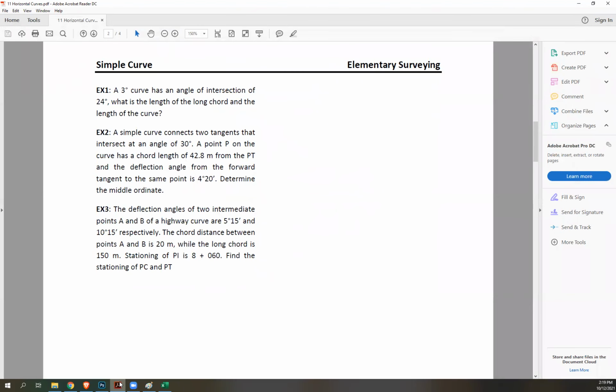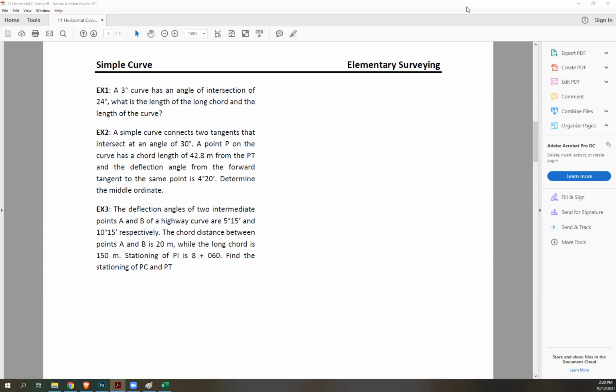The deflection angles of two intermediate points A and B of a highway curve are 5 degrees, 15 minutes, and 10 degrees, 15 minutes respectively. The chord distance between points A and B is 20 meters, while the long chord is 150 meters. Stationing of PI is 8 plus 060. Find the stationing of PC and PT.